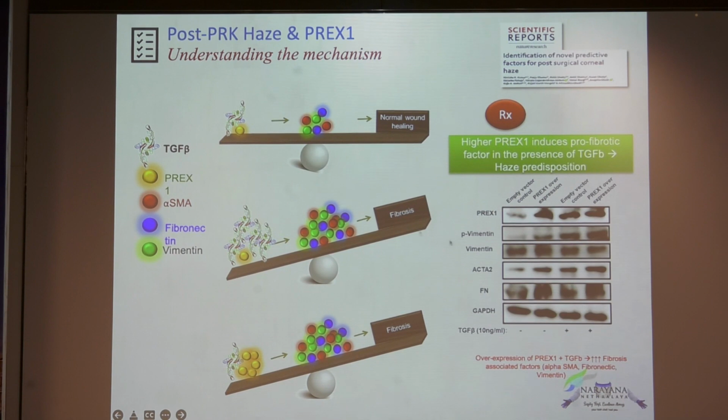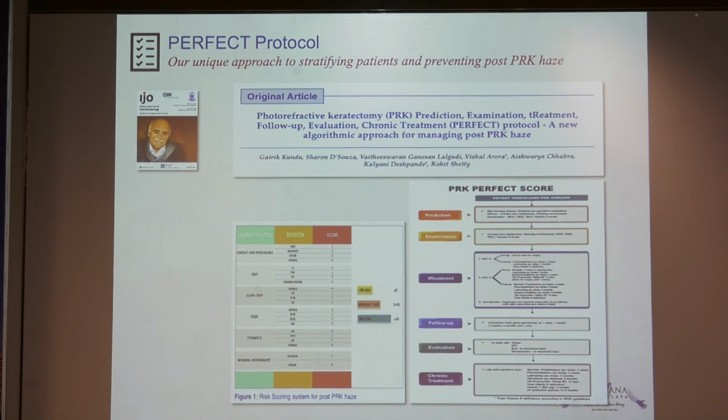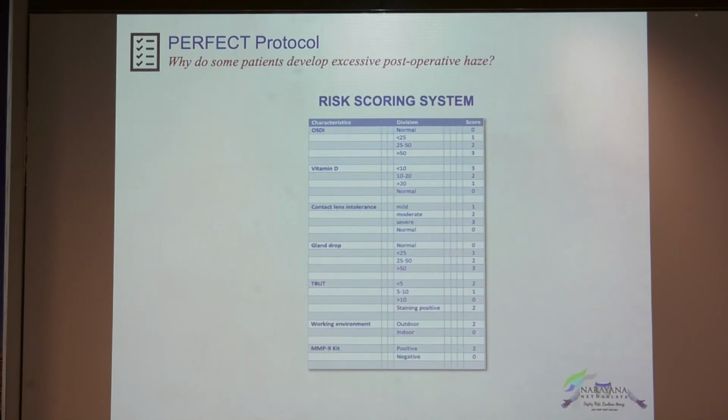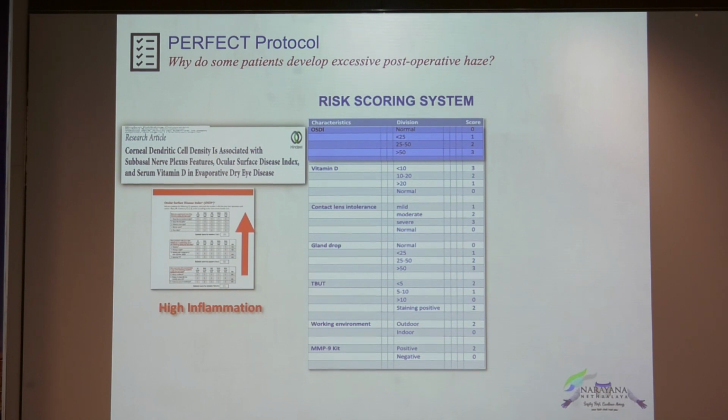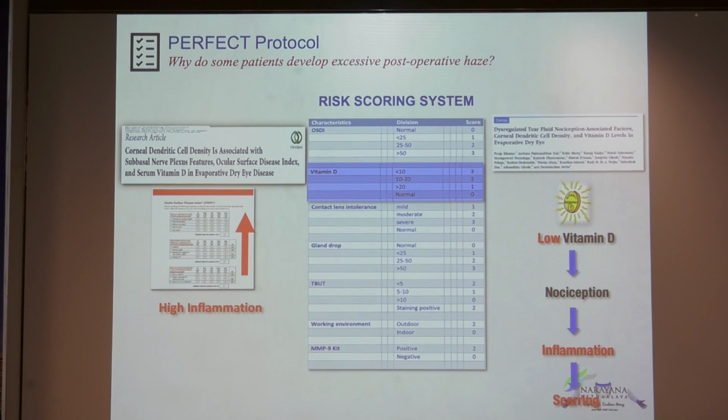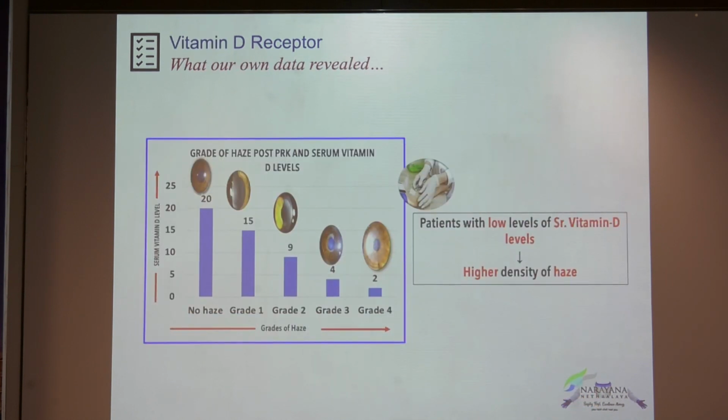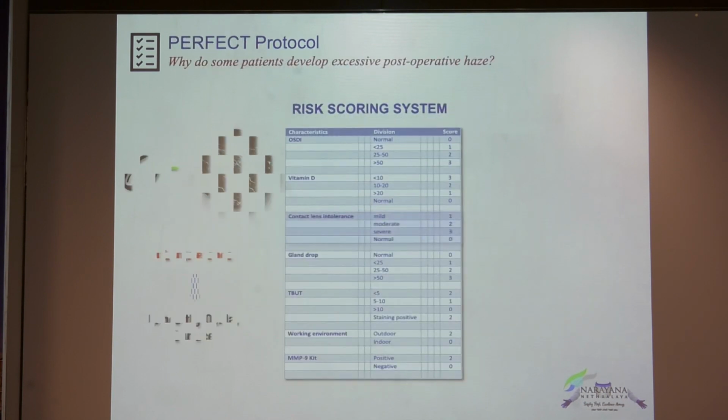Our group found that if there is preoperative inflammation present, then post-operatively these patients are at a higher risk of haze, in spite of using mitomycin C or a lesser depth ablation. So we devised this protocol where we created a risk scoring system. Preoperatively, if there is higher inflammation, which you can assess with OSDI scoring, or if the patient has low vitamin D, then they are at higher risk of developing haze post-surgery. So looking at vitamin D is extremely important.